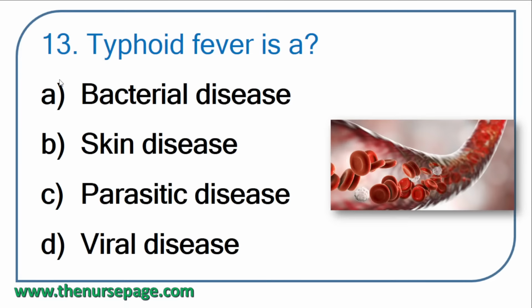13th question. Typhoid fever is an example of bacterial disease, skin disease, parasitic disease, viral disease. Typhoid fever is an example of bacterial disease, and the bacteria Salmonella typhi causes typhoid fever.